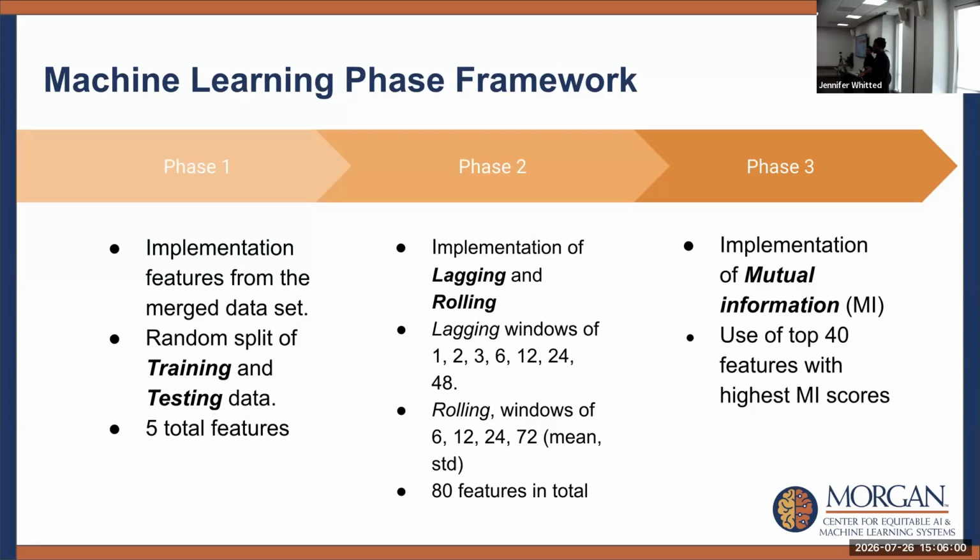When it came to phase three, we introduced visual information, and we specifically used visual selection. With this visual selection, we first categorized the top 40, and we then utilized the top 40 with the highest visual information scores to better improve and refine our process.